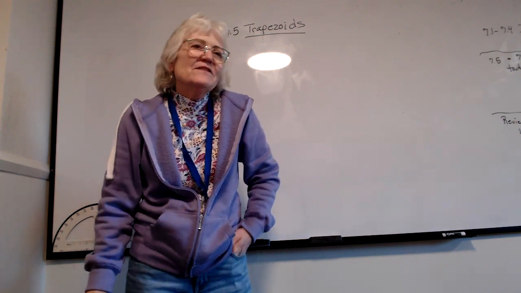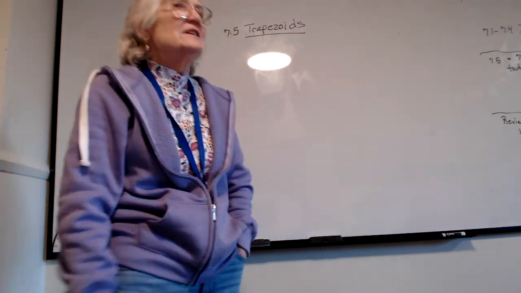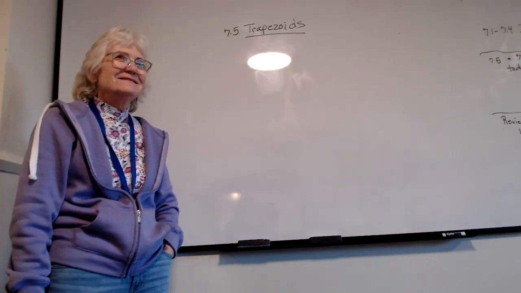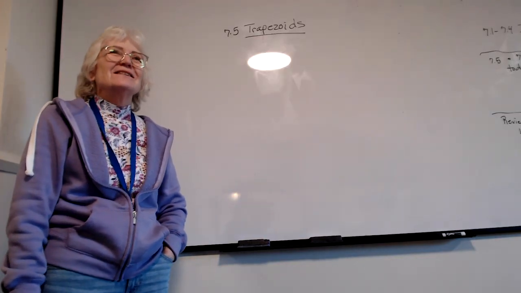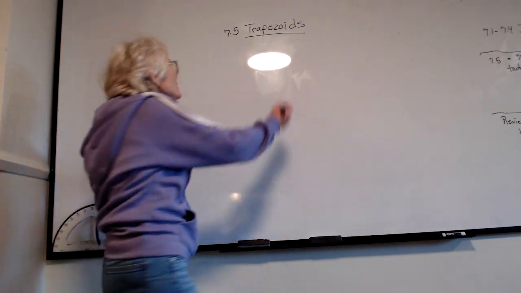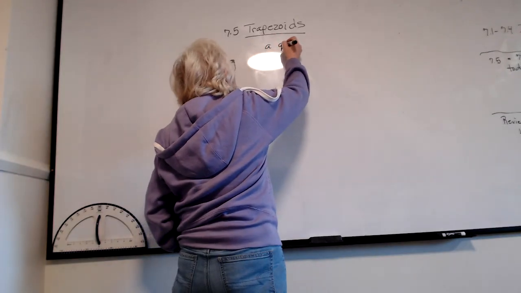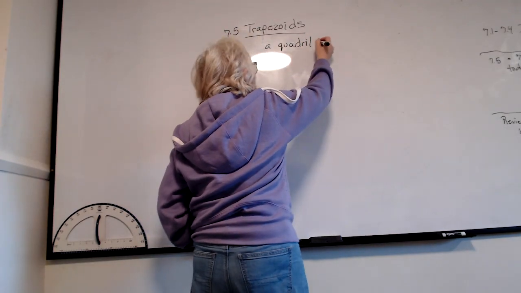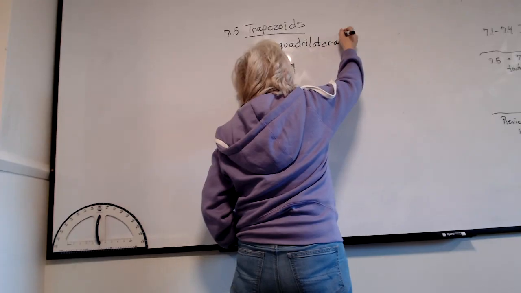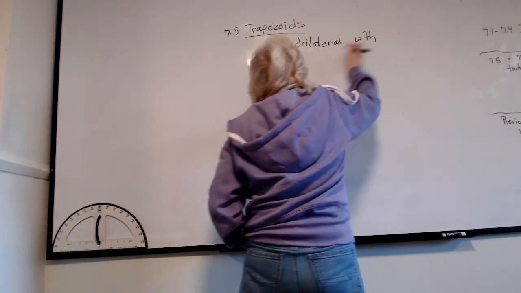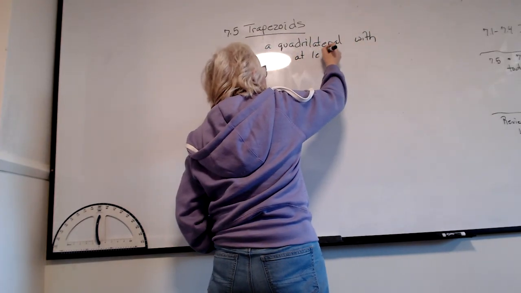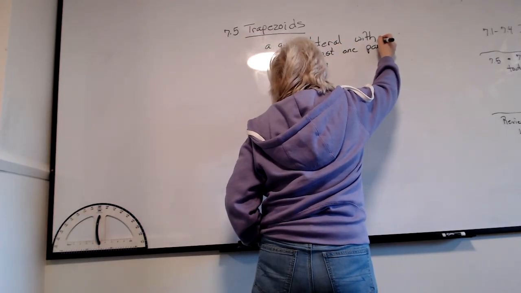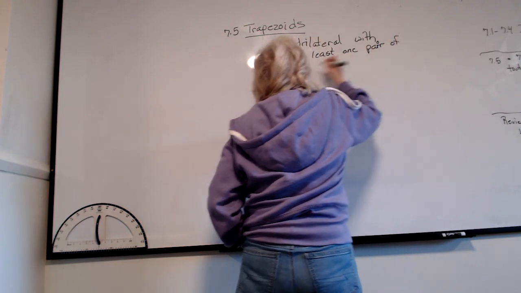For section 7.5 today, it's trapezoids. Can anybody tell me what a trapezoid is? Yes, it is a quadrilateral with one set of parallel sides. That's correct. It's a quadrilateral with at least one pair of parallel sides.